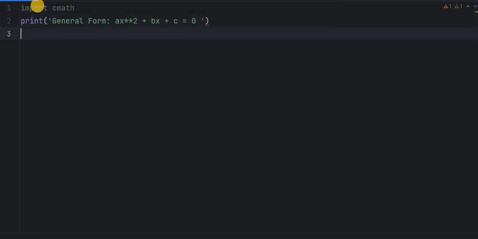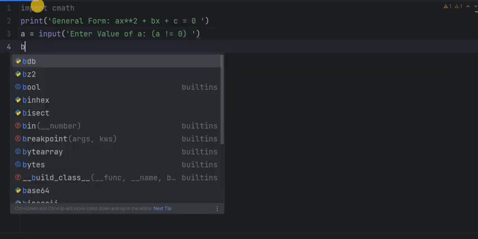So this is the general form of every quadratic equation. The next thing is for us to declare values for a, b, and c. So we have a equals to, then we have enter value of a, and this value of a should not be equals to 0. So we have a shouldn't be equals to 0.